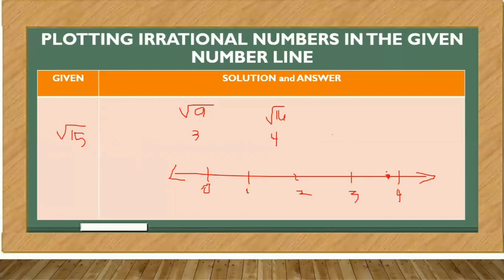Alright, so that is square root of 15. Malapit siya kay 4. Okay? Kasi mas malapit si square root of 15 kay square root of 16. Kaya magpa-plot tayo malapit kay 4. Right? So that is square root of 15. So that's all about plotting irrational numbers in the given number line.